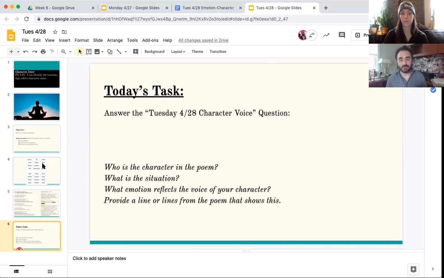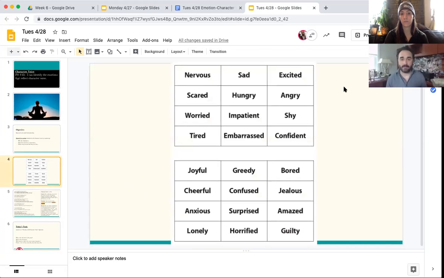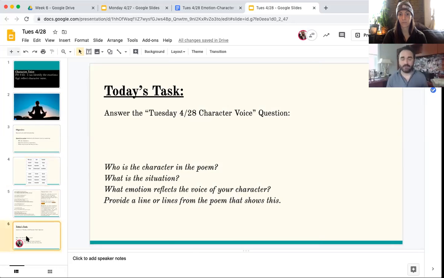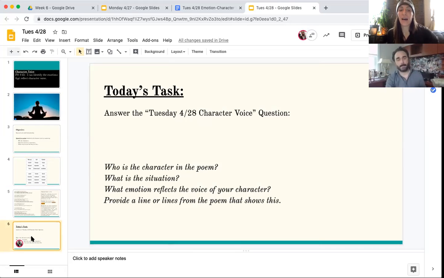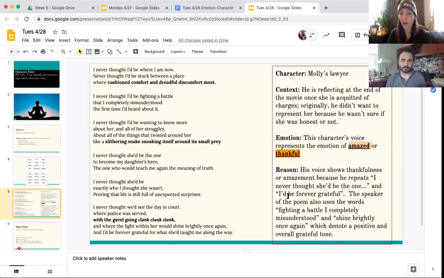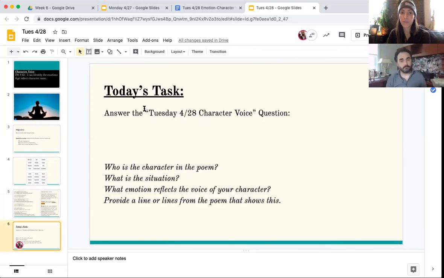Use the slides. You should have these slides open Tuesday 4/28. Use this slide to try to pinpoint what emotion your character is going through. If your emotion is not on this slide, but you can write it out, you know what word it is, that's great. If your emotion is not on this slide and you don't know what word it is, then pick from this slide, or this slide, wherever it is. Pick from the slide the emotion that's closest to what you're thinking. You also have to provide a line or lines from the poem that show this, similar to the way that here we put a couple of lines from the poem that supported what we were saying.